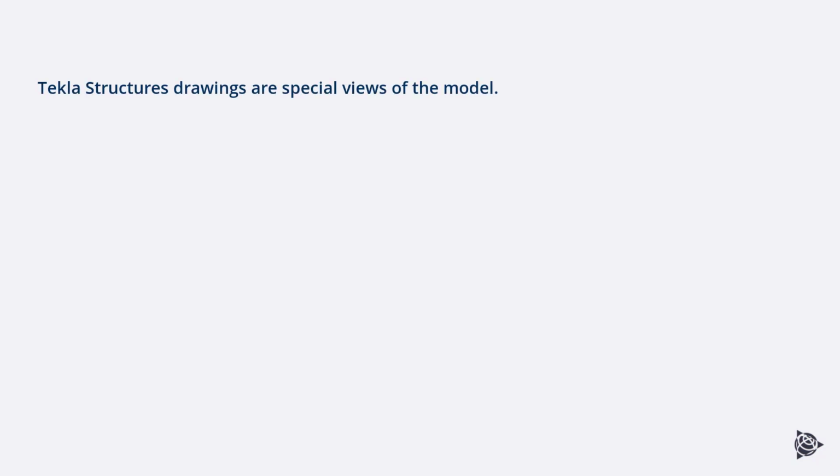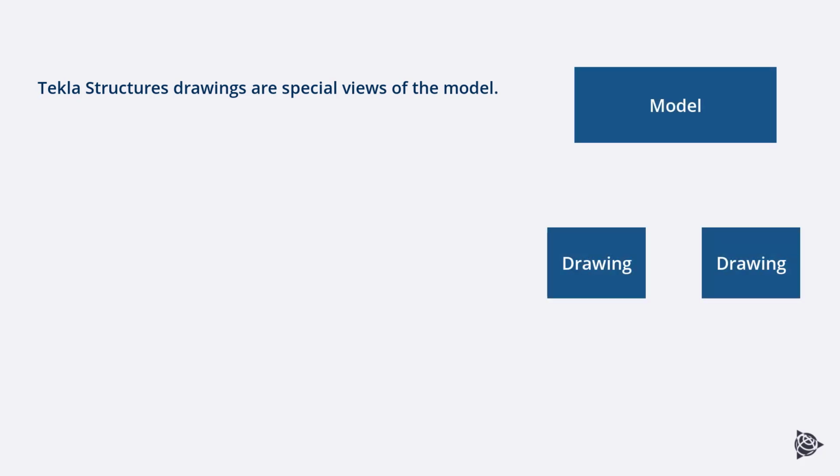Tekla Structures drawings are special views of the model. This means that the lines that appear in drawings are just different representations of the same objects you use in the model. Consequently, drawings in Tekla Structures are quite different from what most call drawings in the industry. From the drawings, you can change the representation, but not the geometry or the location of the objects in drawings. Changes to objects are made in the model. The model is the only source for information.